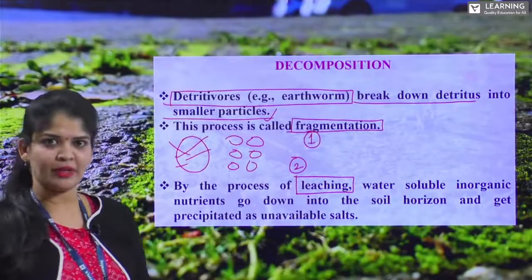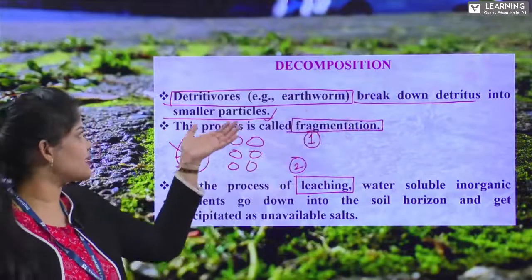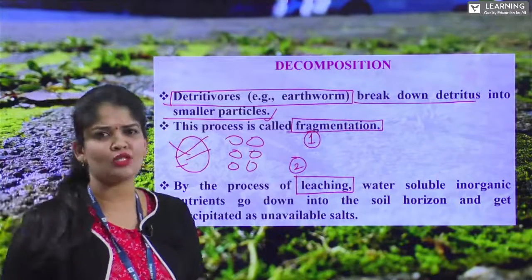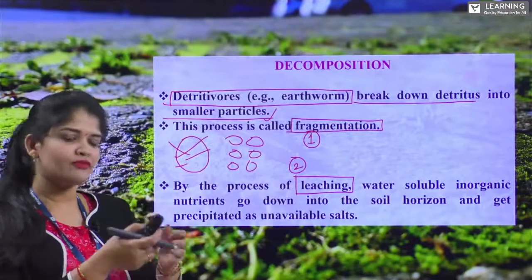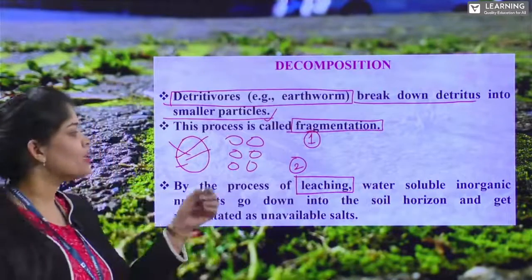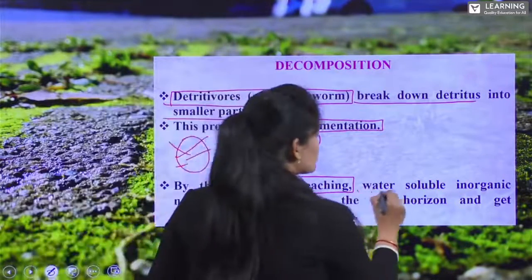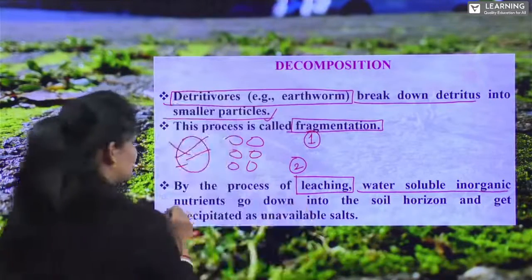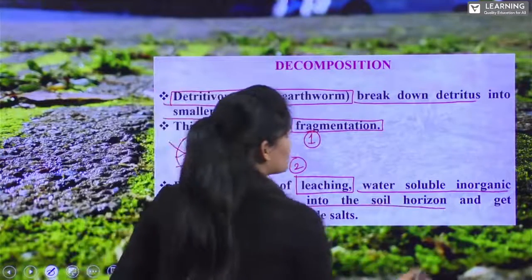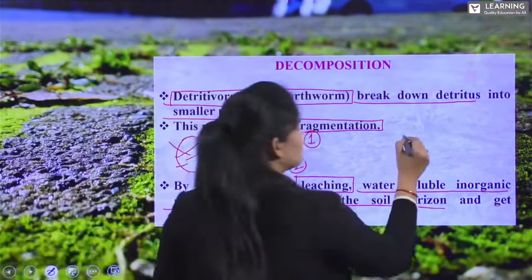Now, the second step is leaching, and this is the first step. Primarily, in fragmentation, the complex detritus is broken down into simple particles. Now, after fragmentation, in parallel, simultaneously, the leaching process happens. What is this? Here, water soluble inorganic nutrients go down into the soil horizon.